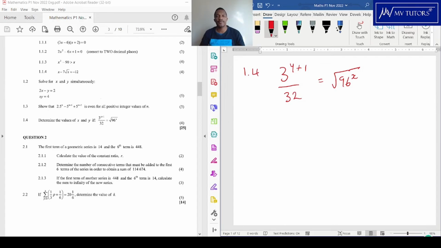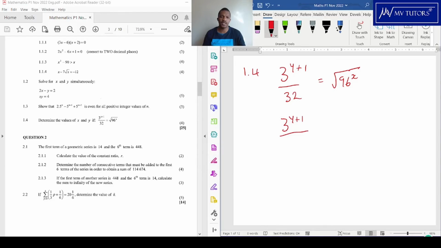Cool. Now, here's the thing. Whenever you see surds, exponents, and big numbers like this, you want to convert each and every number to the product of its prime factors. So this 3 is already a prime factor, so it will remain like that. Now let's change this 32 to a product of its prime factors.